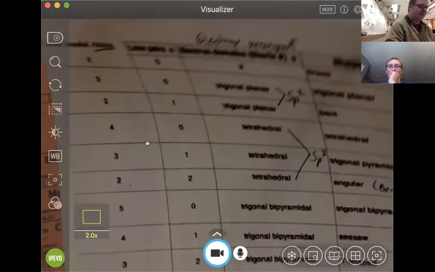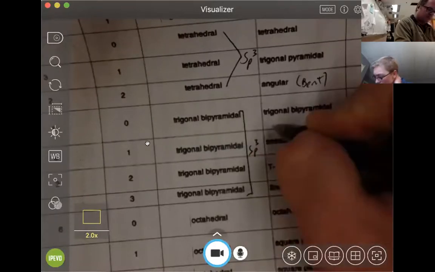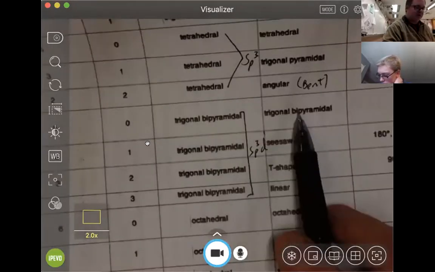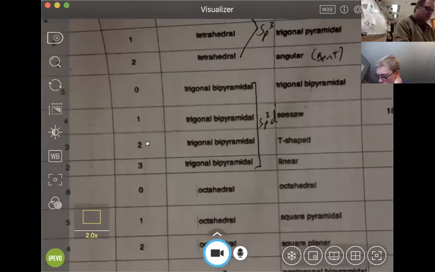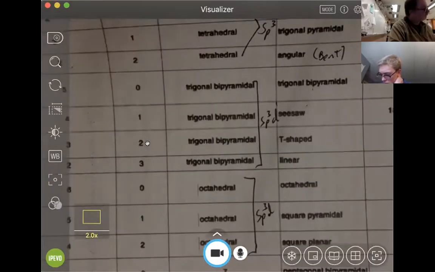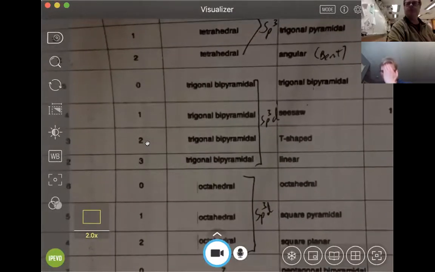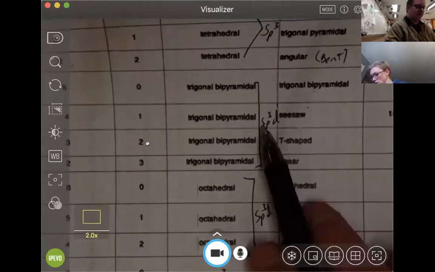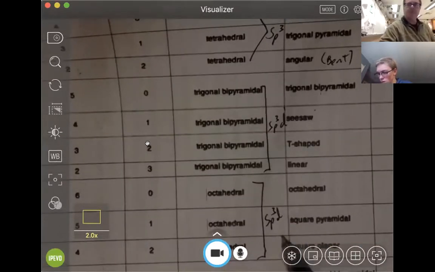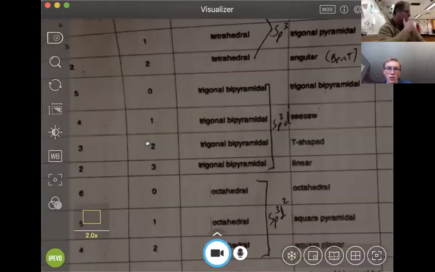How about a bipyramidal? What's it going to be? That's going to be sp3d1. There we go. If it's seesaw, trigonal bipyramidal, T-shaped, or linear, it's sp3d1. And the last one, octahedral: this was sp3d1, right? And it was 5. So what is 6? sp3d2. Boom.